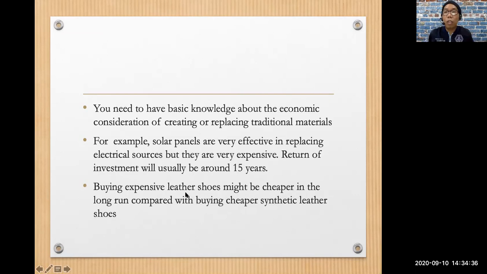Anyway, kung what to buy, ano ba yung magiging effect nito pag binili ko itong ganito kamahal pero matibay naman? Ito mura, pero hindi siya ganun kaganda yung quality niya. So yun yung mga kinoconsider natin dito sa material science, yung mga gagamitin natin. Kapag nag-design tayo, ano yung mga dapat i-consider natin. Okay?